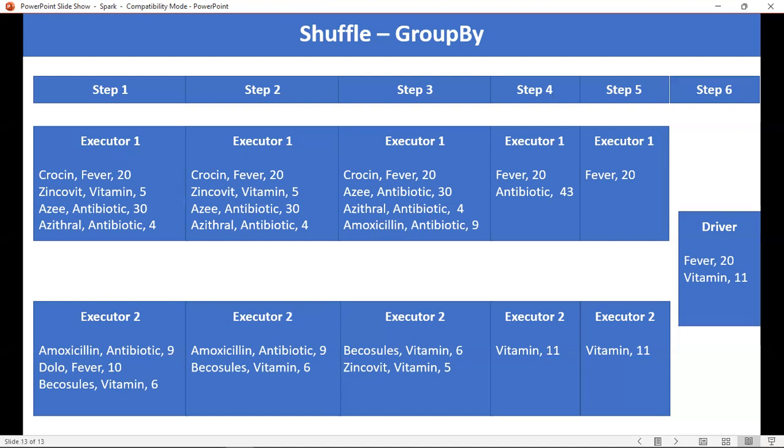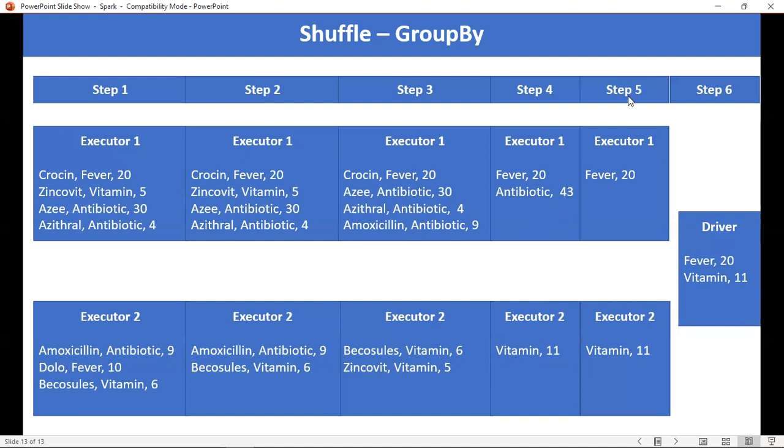So this is shuffling. You are actually moving the record amoxicillin antibiotic 9 from machine 2 in step 2 to machine 1. Same way, all the vitamin related tablets data came into machine 2 in step 3. You can see here Becosules and Zincovit came in machine 2. So this was the shuffling that happens. Once shuffling is done, then comes the aggregation operation. We basically want to do a sum based on category. So for fever, we have 20 sales. For antibiotic, we have 30 plus 4 plus 9, which is 43 sales. In executor 2, or machine 2, we have vitamin sales, which is 11.